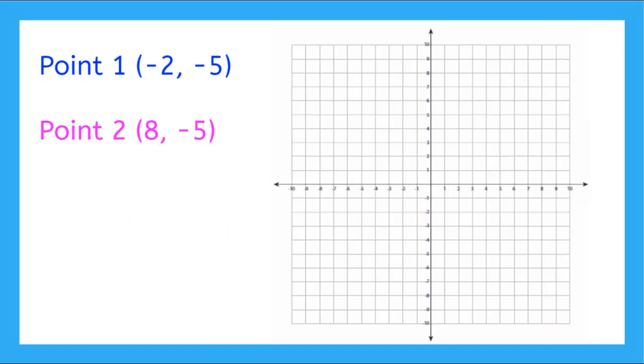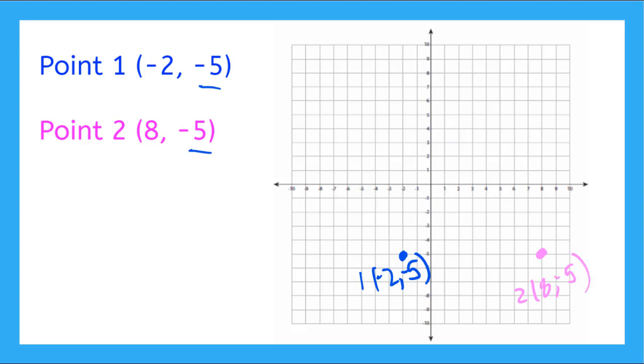Let's try another one. So now you'll see I have 2 ordered pairs that both have the same y-coordinate. So what's going to be the distance between these 2 points when we graph them? Let's graph point 1 to start. It says -2, -5. I find -2 on my x-axis, and I go to -5 on my y. There's point 1 at -2, -5. Now I'm going to plot point 2, and it's at 8, -5. So I find 8 on my x-axis, and I go down to -5. So there's point 2 with ordered pair 8, -5.